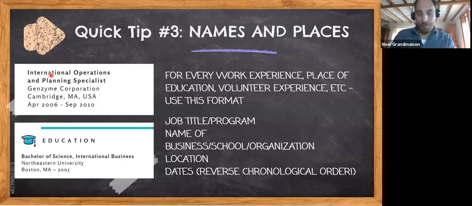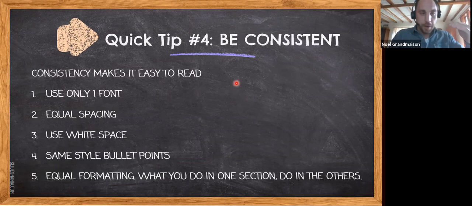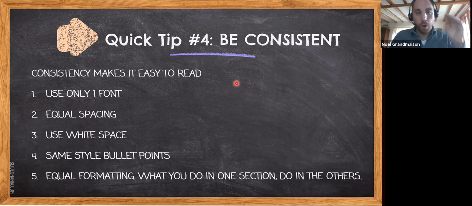Quick tip number four, be consistent. Be consistent. Okay? This is very, very, very important on many levels. Number one, consistency makes it easy. Easy makes it fast. Fast makes it effective. Okay? And so be consistent. What does that mean? It means use only one font. Pick a font. Is it Times New Roman? Is it Georgia? Is it Arial? Whatever you want. But the whole document must be in only one font.